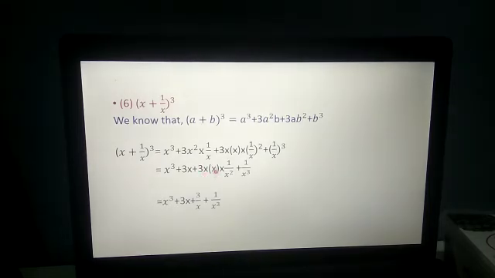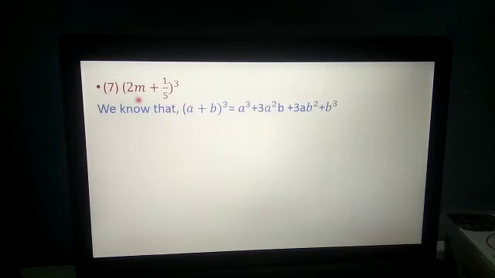3 multiplied by x multiplied by 1 upon x square plus 1 upon x cube. Now here we have cancelled these terms to get the final answer. So what is the final answer? x cube plus 3x plus. Now here x and this x get cancelled. This is in the numerator and this is in the denominator. So 1 x will be left in the denominator, that we have written in the answer. And 3 into 1 is 3, plus 1 upon x cube is as it is. This will be your final answer. In this way we have solved the sixth sum. Now the 7th sum.